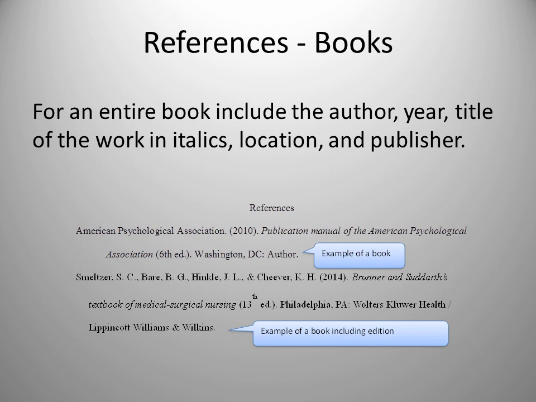And the hanging indent is that the first line of the reference is flush to the margin, and the second line in the reference is indented 5, and all parts of the references are double spaced. So that's an example of a book including the edition.